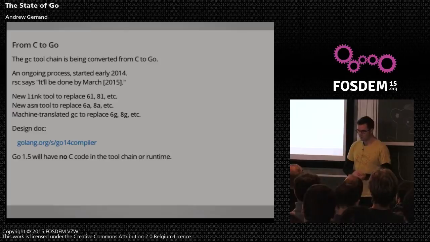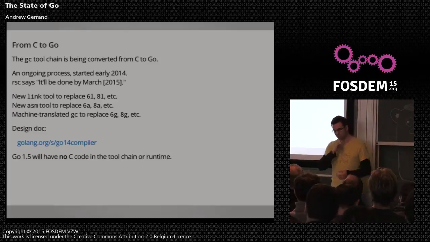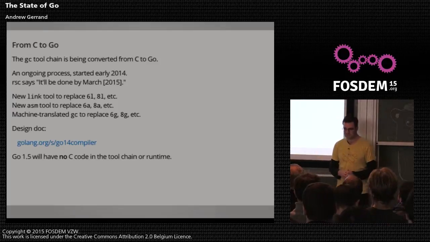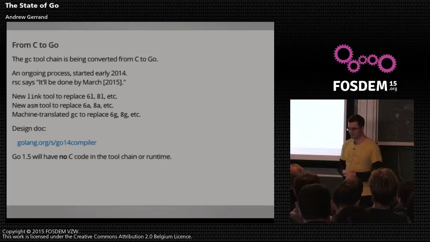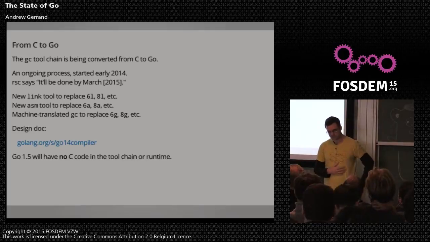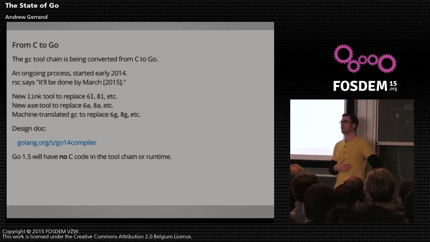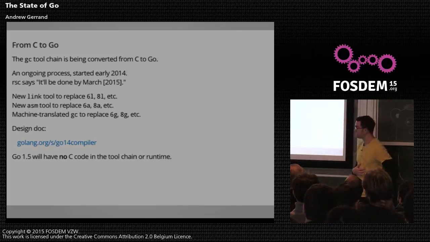So one of the major things about the Go core in 1.5 is the toolchain being converted from C to Go. This started early last year. It's been going on in the background largely, mostly driven by Russ. And he told me a couple of days ago that it'll be done by the end of March, or maybe the start of March. He said March.